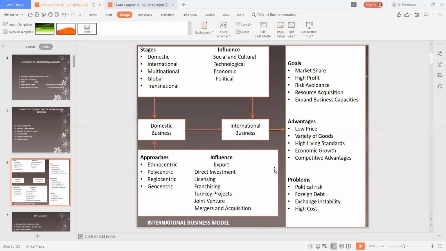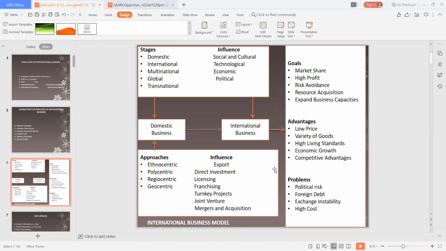Even though we discussed the types of international business, like domestic business versus international business and everything. See this? How it's domestic business and international business, right? Stages and influence, approaches and influence, how it happens, and what are the goals, advantages, and problems. In a nutshell, they gave this formula: domestic, international, multinational, global, transnational. These are the stages there.